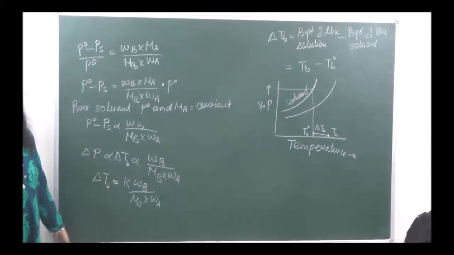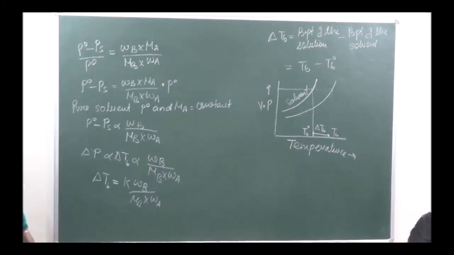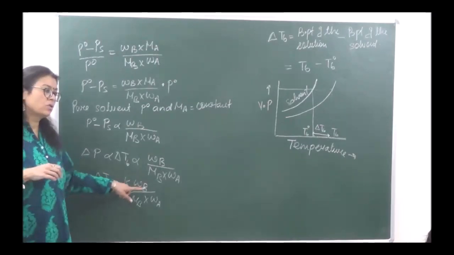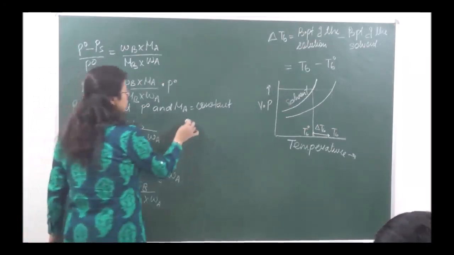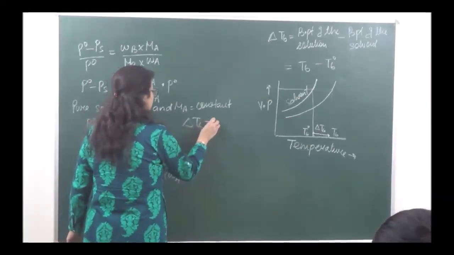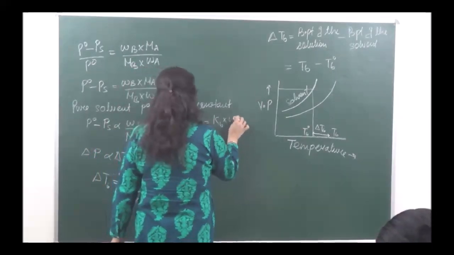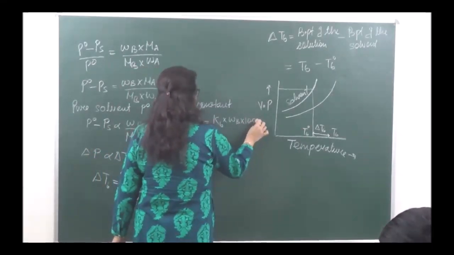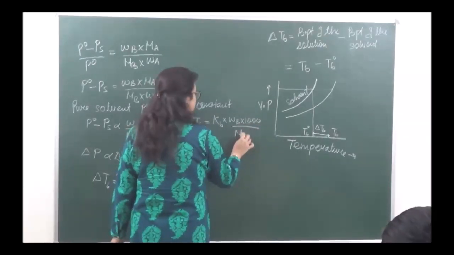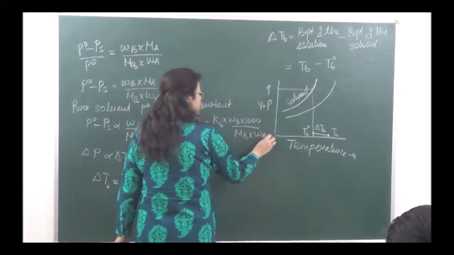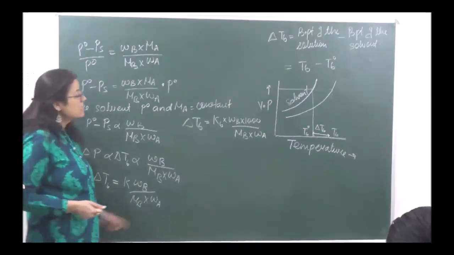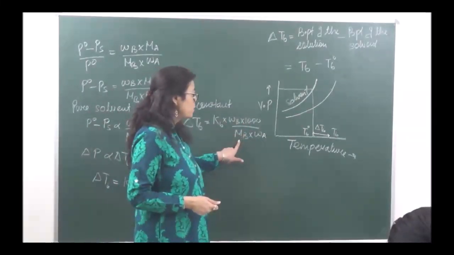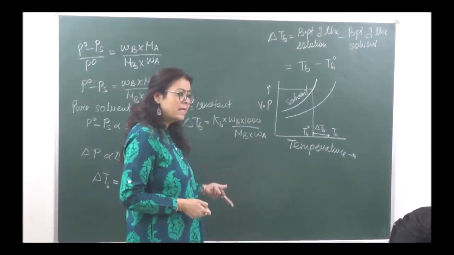Okay, now to convert this K into molar elevation constant, what will we do? We will multiply the equation by 1000. Right? To convert it into molar elevation constant, the expression will now become delta Tb equal to Kb into Wb into 1000 upon Mb into Wa. Over here, Kb becomes equal to molar elevation constant, and this expression Wb into 1000 upon Mb into Wa is equal to molarity, right?